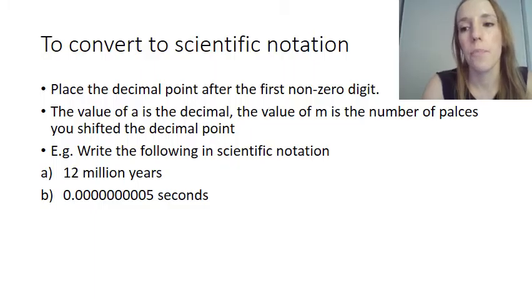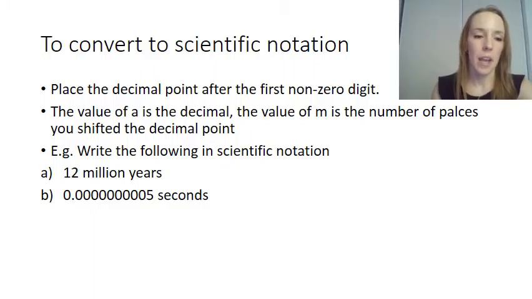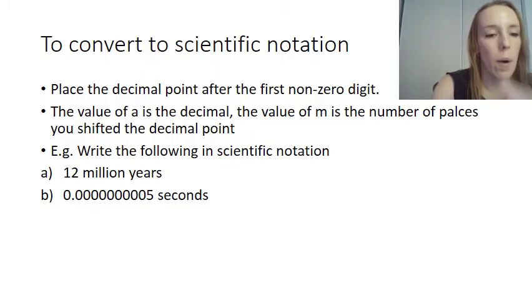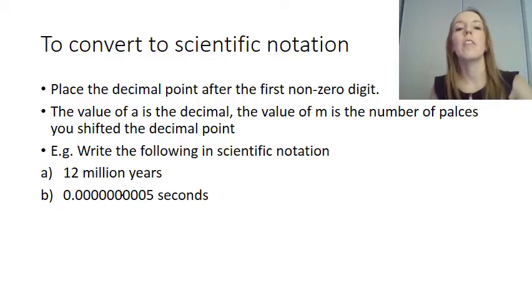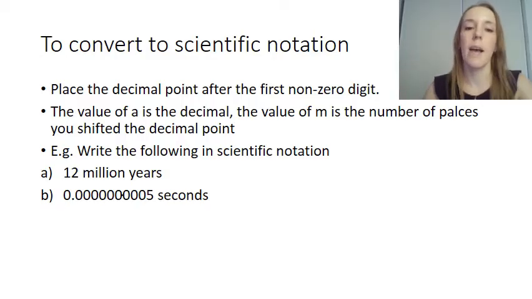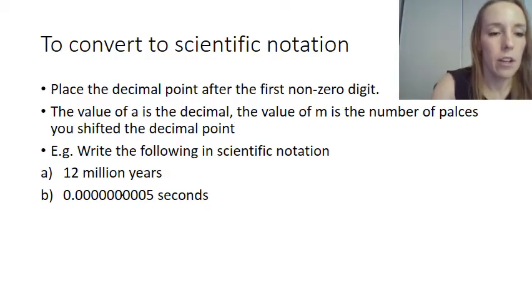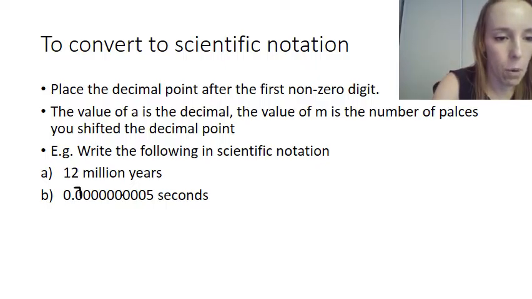We'll clear that and we'll try it again. So here we've got 0.000000005 seconds. We're going to write that in scientific notation. So again, we have to shift the decimal until it's placed after the first non-zero digit. So we'll shift our decimal 1, 2, 3, 4, 5, 6.